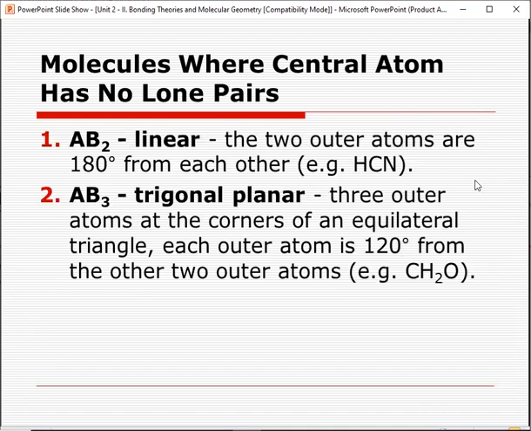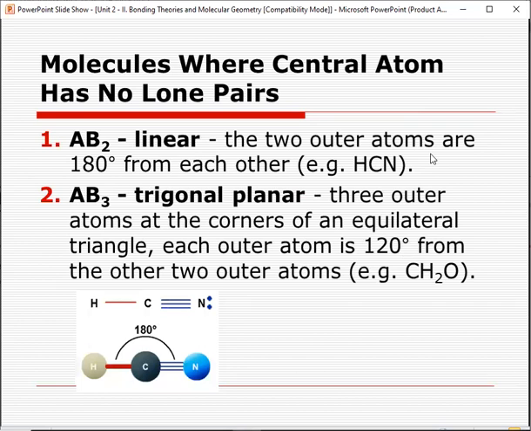Okay? So first, AB2. So there are two outer atoms, and the geometry is linear. Again, this is for those without lone pairs. So for AB2, the geometry is linear. The two outer atoms are 180 degrees from each other. Example is HCN. This is its structure. The H and N are at a 180 degrees angle, therefore it is linear.